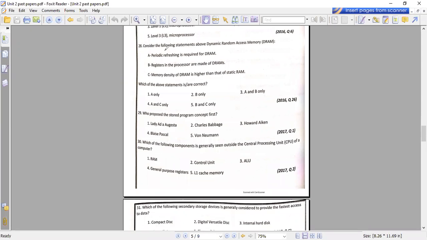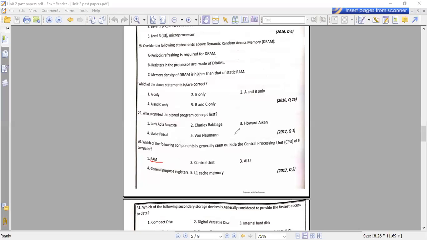Then we go to the 30th one. Which of the following components is generally seen outside the center? I can remember this question was asked in a previous year too. So you can understand the same type of questions are asked. So what is outside? The RAM. That's the answer. 30th, first answer. Right?